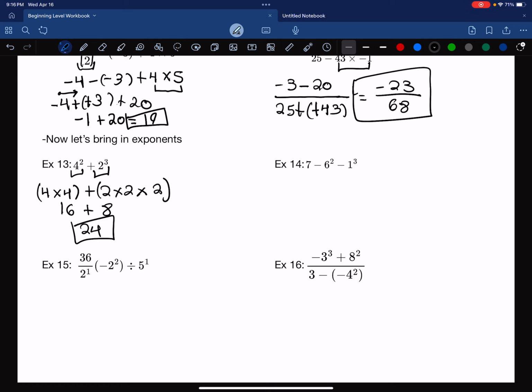Looking at our next example, I encourage you to pause the video and try this one on your own. Now let's work through it together. So we have 7 minus 6 squared minus 1 cubed. Let's first take care of our numbers with the exponents. 6 squared is 6 times 6, and then we have 1 cubed, which is 1 times 1 times 1. So 6 times 6 is 36, and 1 times 1 times 1 is 1. So 7 minus 36, that's going to be negative 29. And then negative 29 minus 1 equals negative 30.